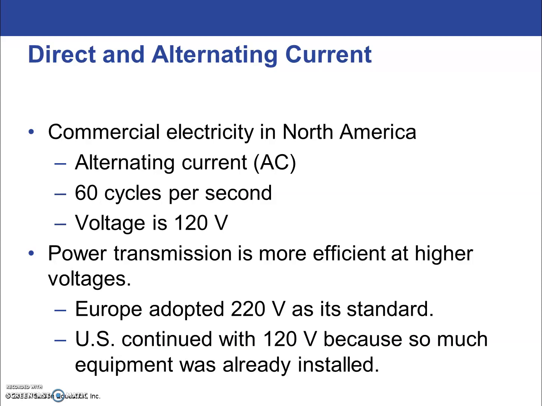Commercial electricity in North America sticks to 120 volts. However, the higher the voltage, the less energy that's lost, the more efficient the current. So in Europe, they stick to 220 volts as their standard, not 120. The U.S. stuck to 120 essentially because it had already been used for so long, and it would have taken a lot to transition. So we just stuck to the 120.